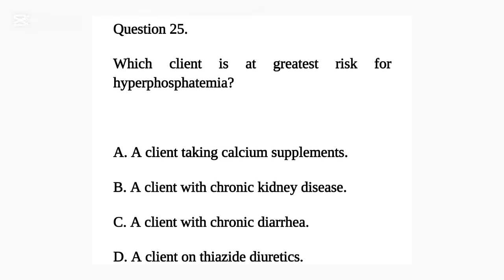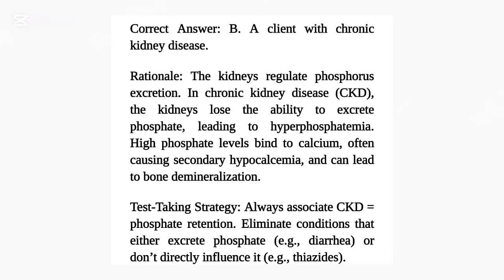Question 25. Which client is at greatest risk for hyperphosphatemia? A. A client taking calcium supplements. B. A client with chronic kidney disease. C. A client with chronic diarrhea. D. A client on thiazide diuretics. Correct answer: B. A client with chronic kidney disease.